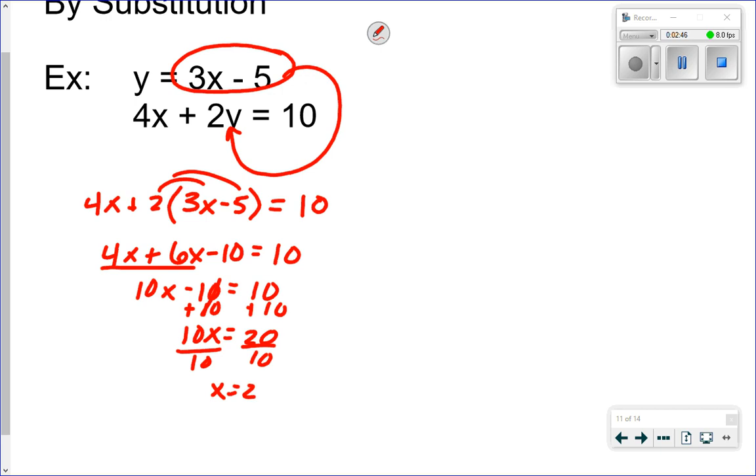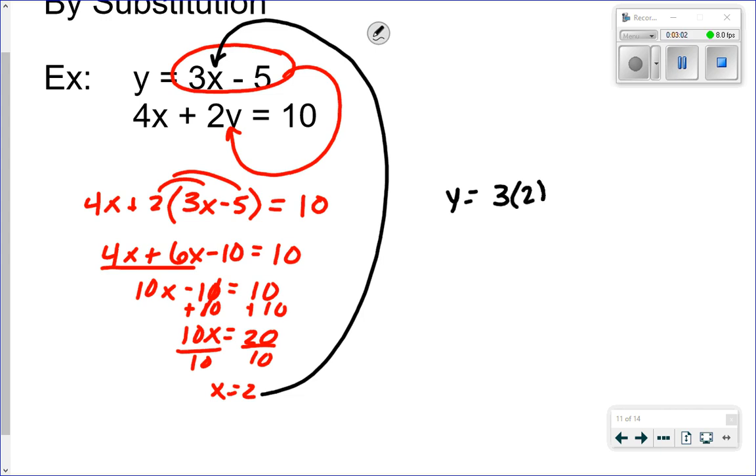Then step 4 says substitute your answer from step 3 into the blob equation to solve for the other variable. So now I'm going to take x equals 2 and plug it in for x in my blob. So I've got y equals 3 times 2 minus 5. 3 times 2 is 6, and 6 minus 5 is 1. And then just like when we are solving with elimination, we need to write our answer as an ordered pair. So my ordered pair is going to be (2, 1).